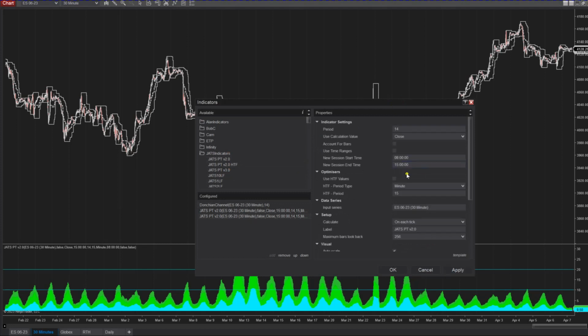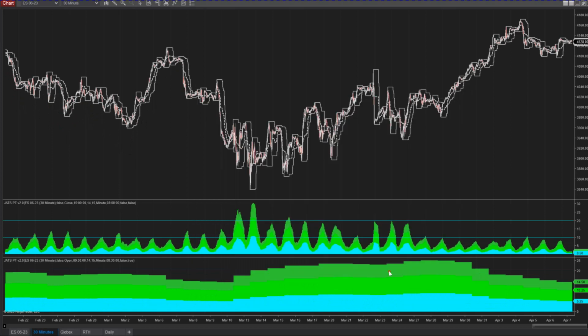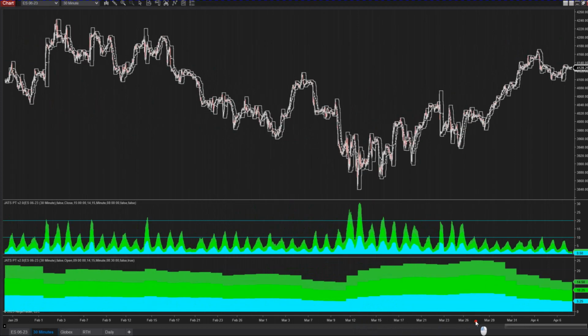So I'm going to check the use time ranges checkbox, and I'm going to do a range between 8:30 and 9 a.m. So for the first 30 minutes of the trade session, put that on the chart. And now we can see as well that for that first 30 minutes, we have a range that price will probably trade in, given if we are in low, medium, or high volatility.